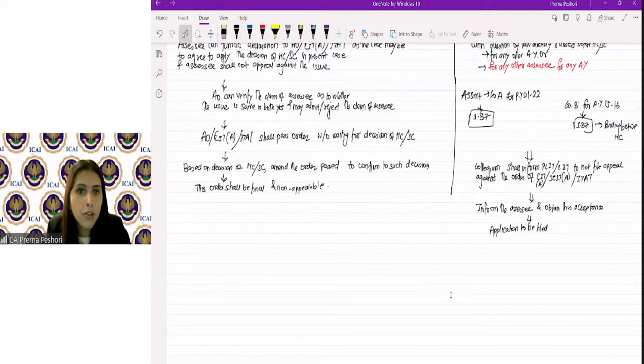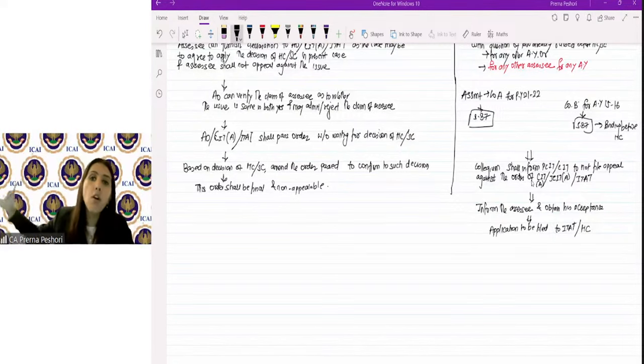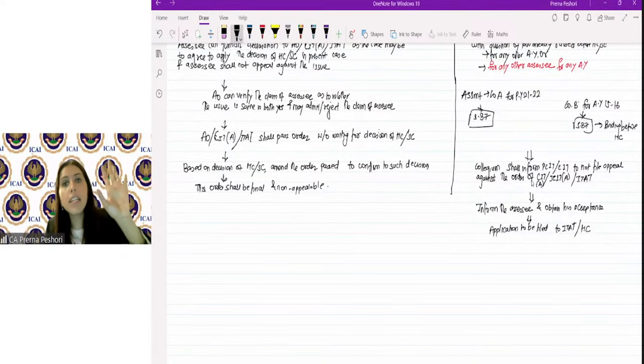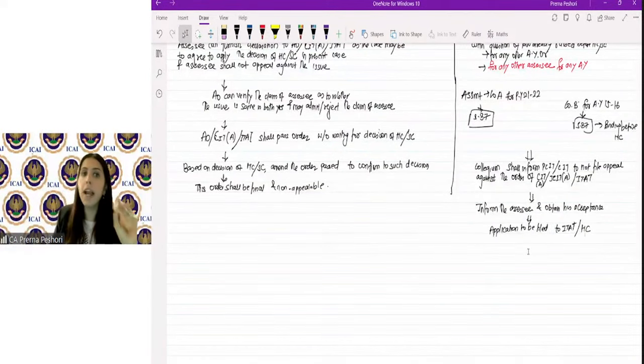Then the application will be made to the ITAT or to the High Court, stating that the appeal on this question of law may be filed when the decision of the High Court or Supreme Court becomes final. So they will inform at the moment, because you have to file against the CIT(A)'s order the appeal to the ITAT, and similarly, you have to file the appeal against the ITAT order to the High Court.